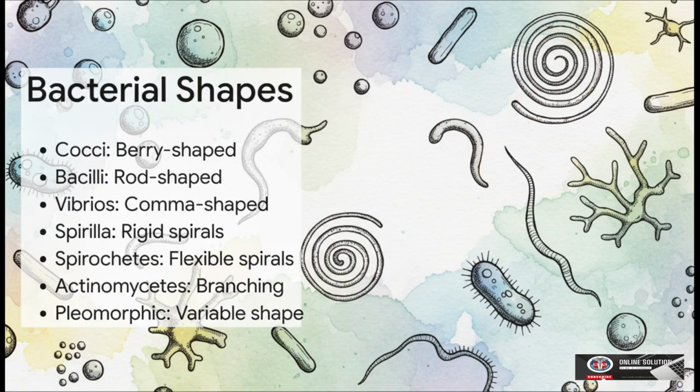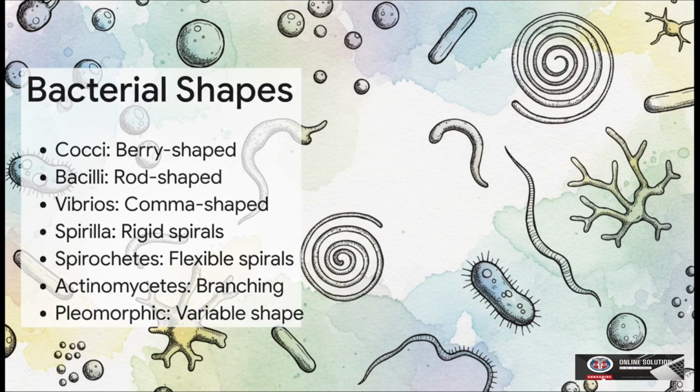You know, physical form is our very first clue in profiling a pathogen. We've got a few primary shapes to look out for. Cocci. Those are your berry-shaped spheres. Bacilli are rod-shaped or cylindrical. Then we have vibrios, which look just like little curved commas. Spirilla are these rigid spiral forms, while spirochetes are slender, highly flexible spirals. Think of the bug that causes syphilis.